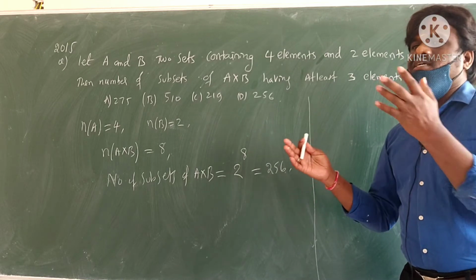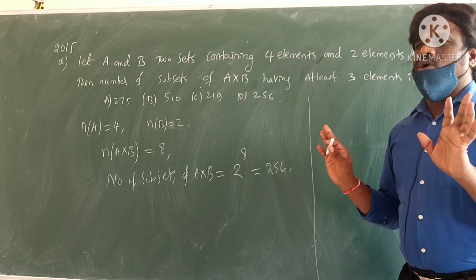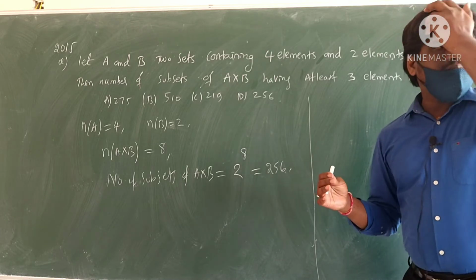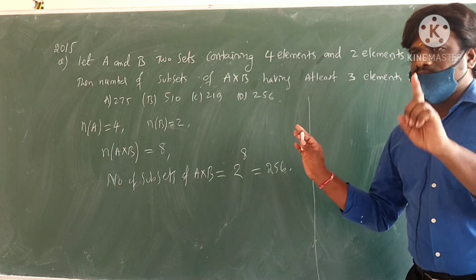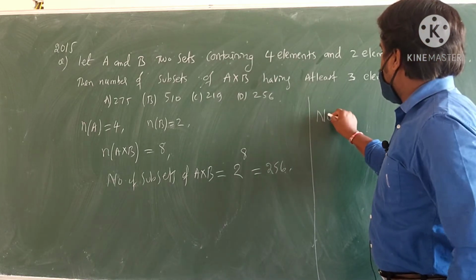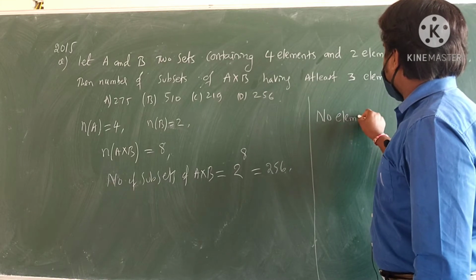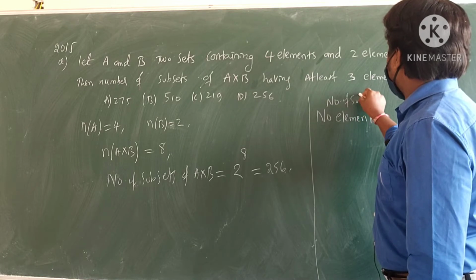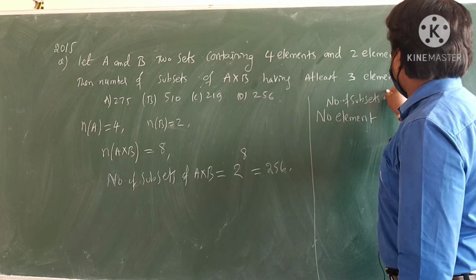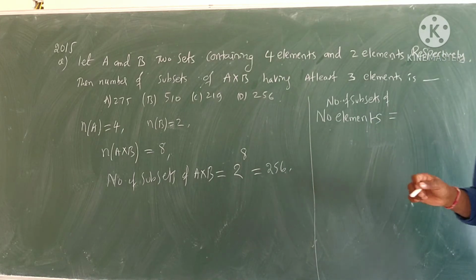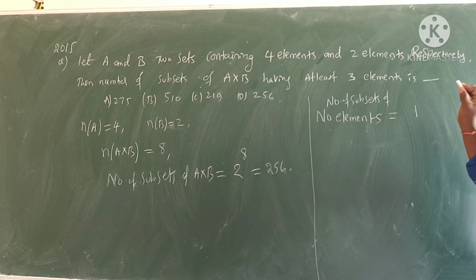So for no elements, how many subsets can there be? See, no elements, how many subsets will be there? 1, right? No element means phi. Phi is the only subset with no elements. So first I will take no elements, the number of subsets of no elements. How many will there be? 1.